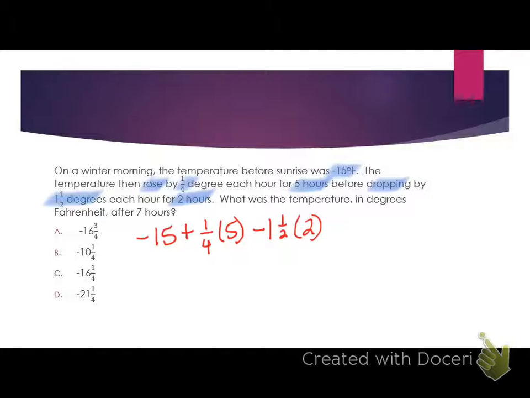1/4 times 5 would be 1 1/4. So we increased a total of 1 1/4. We decreased 1 1/2 for 2 hours, so that's a decrease of 3. And now we're going to carry out the changes. Negative 15 plus 1 1/4 is negative 13 3/4. And then we're going to subtract 3 from that, getting negative 16 3/4. So A would be our answer here.